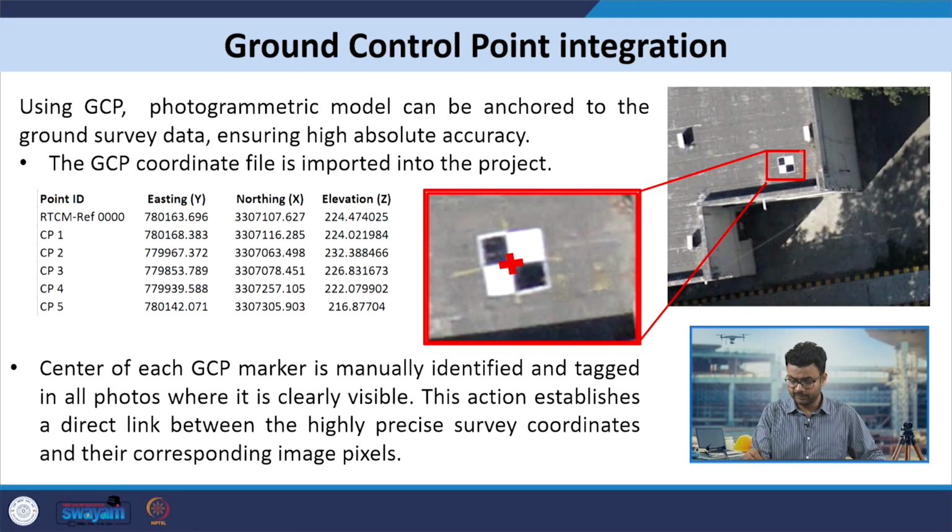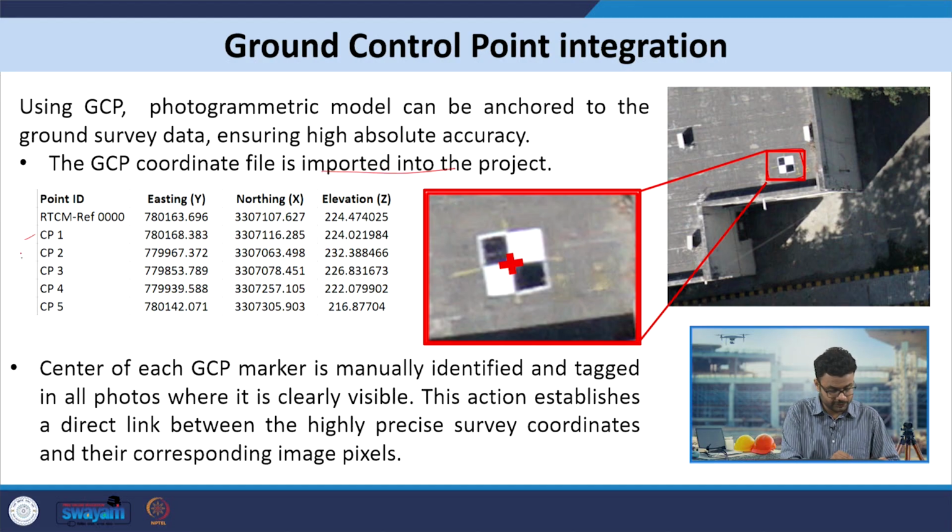So using GCP, we can get improved estimation of interior orientation parameters as well, such as focal length, principal point and lens, radial and tangential distortion. And finally, by including both the geotag information as well as the GCP, it will lead to accurately georeferenced sparse point cloud. So this shows an example of the GCP which is present over here on the right side, and the coordinates of the GCP are also imported into the project.